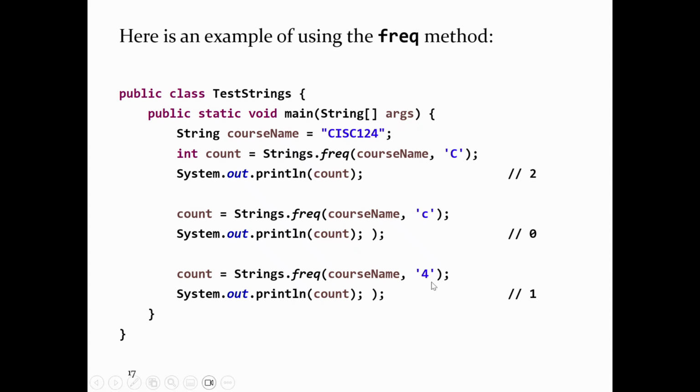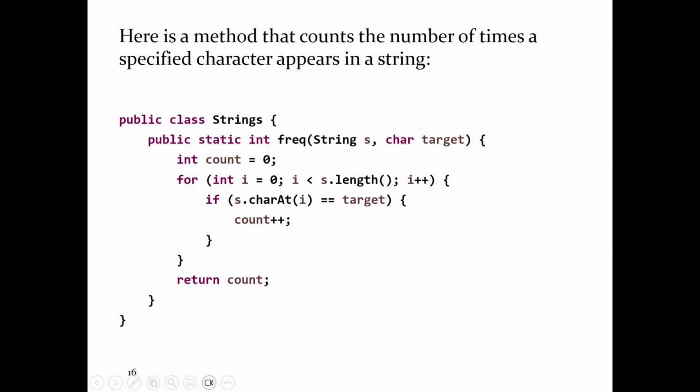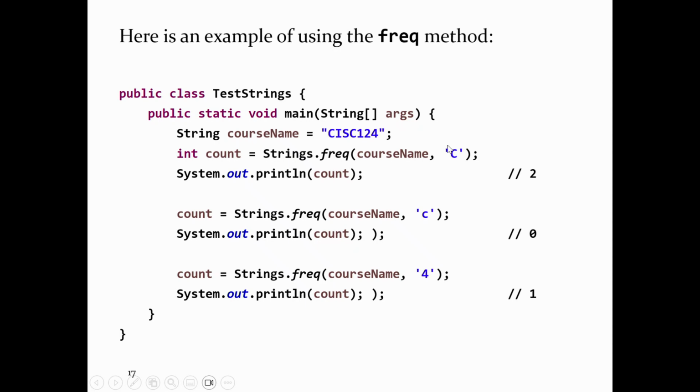Notice that that's the 4 in single quotes, not the numeric value, plain old 4. The method here is expecting a char. If you want to count the number of instances of the character 4, you have to pass in the character 4, not the number 4. The number 4 and the character 4 are different, as the previous char examples should have shown you.